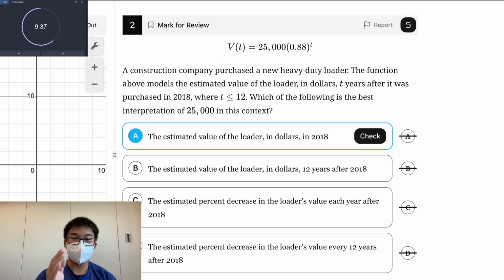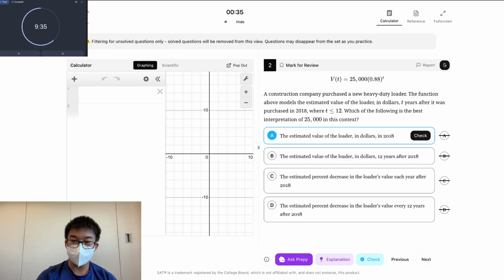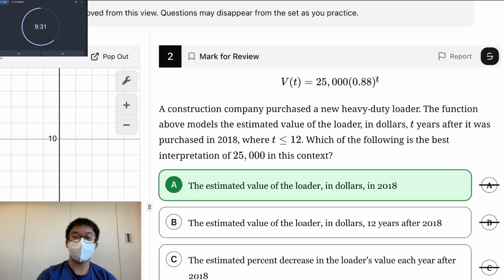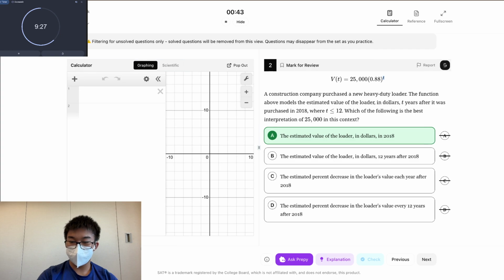In 2018, exactly at 2018, when it was just purchased, is this value, and it depreciated. Depreciate means it's going down in value, so depreciate over time, pretty much.